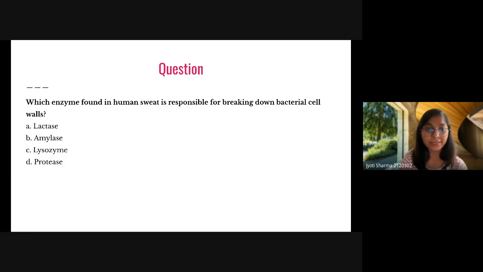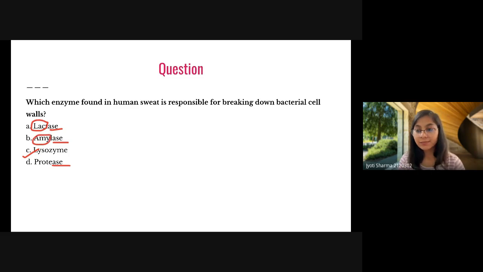This should be lysozyme. Okay, let me tell you. Initially, I think 2 or 3 weeks ago, I told you the nomenclature of the enzyme, in which we have -ase at the end of any enzyme. This -ase is common to any name of the enzyme, but first is the name of the substrate.